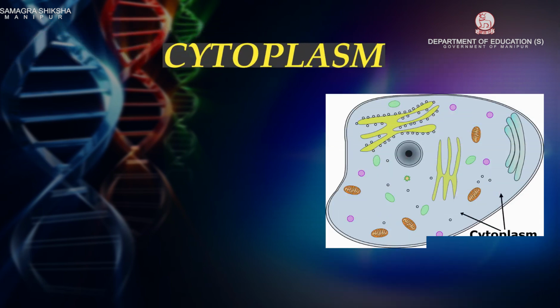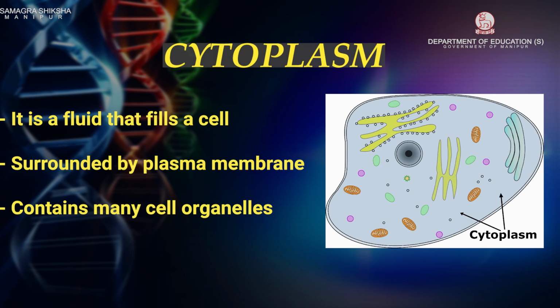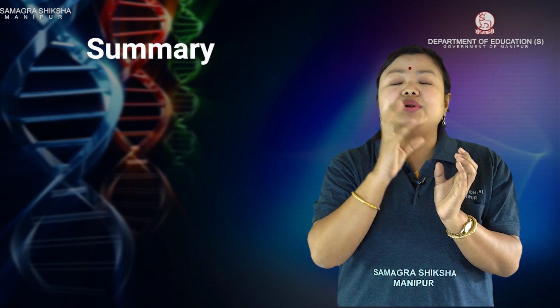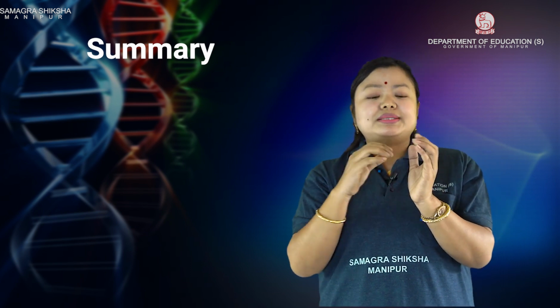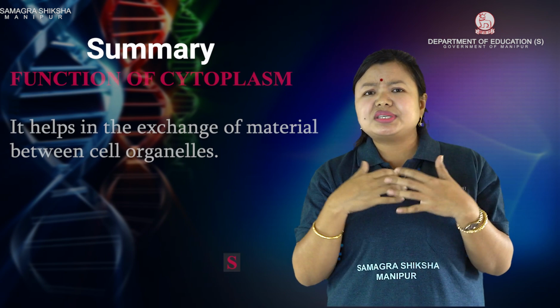Next main component is the cytoplasm. It is the fluid contained inside the plasma membrane which contains many specialized organelles. The cell has three main components: plasma membrane, nucleus, and the space between them is called the cytoplasm. That fluid contains so many cell organelles. Let's see the main function of the cytoplasm.